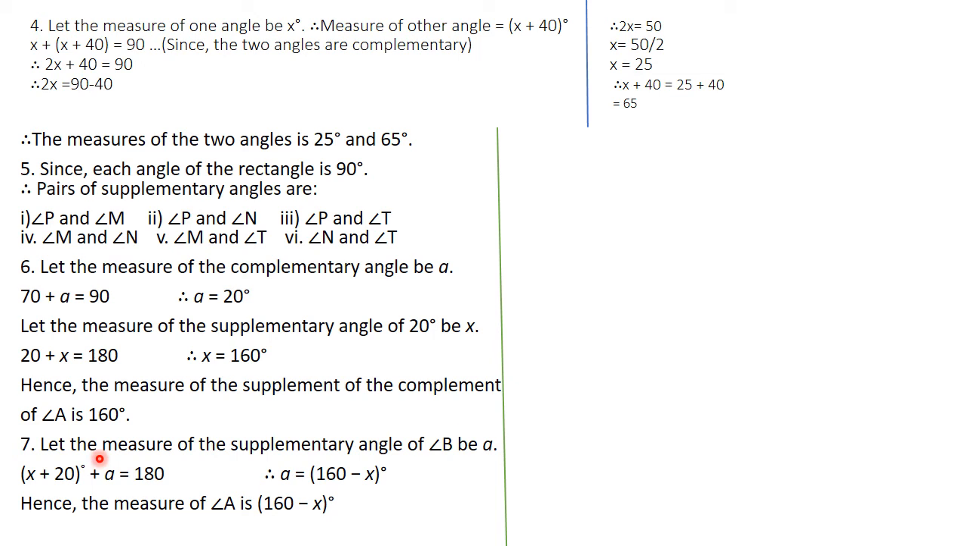Next is the seventh sum. It is given that A and B are supplementary angles and the measure of angle B is equal to x plus 20. What will be the measure of angle A? So we have written, let the measure of the supplementary angle of B be A. You want to find the supplement of B, so it is written as A. So you know the measure of angle B is this, and the measure of angle A is written as A only. Then what you will do: A will be what? So this will be shifted to this side. So it will come as 180 minus 20 and minus x. So 180 minus 20 you will get 160 minus x. So this is the last answer.